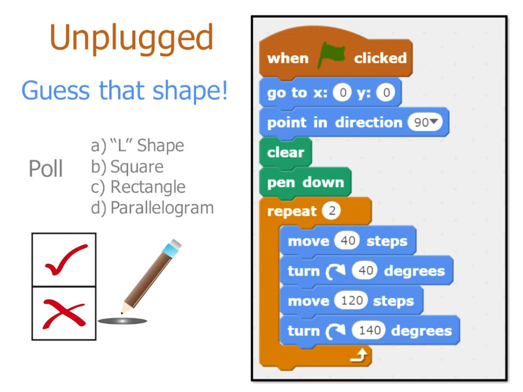Here's another one. Just indicate in the poll when it's ready whether you believe it's A, B, C, or D. Do you think it's an L shape from this code, a square, a rectangle, or a parallelogram? You can give these to your students and give them multiple choice questions for a bit of scaffolding, or you could just have them draw the shapes, as I'm going to show you in a second. Oh, thank you. I see you're writing it on there. Great. Okay. So it is a parallelogram.